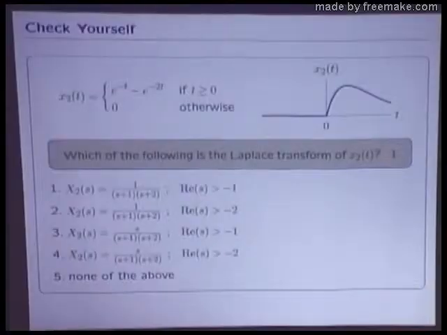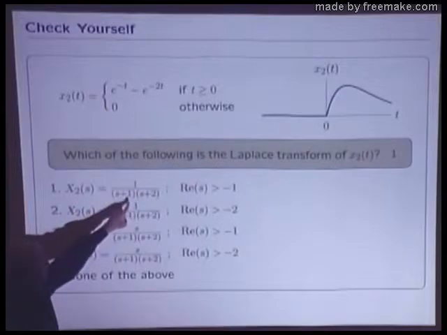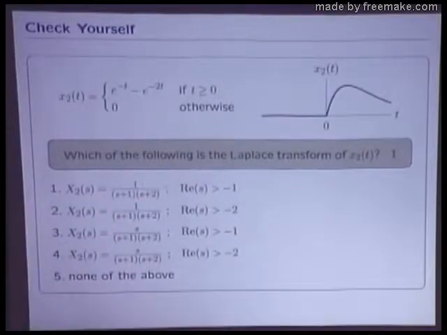It was all very straightforward. I get an answer that was number 1. Okay, so the transform is just the sum of those two pieces, and the region is the region of overlap.